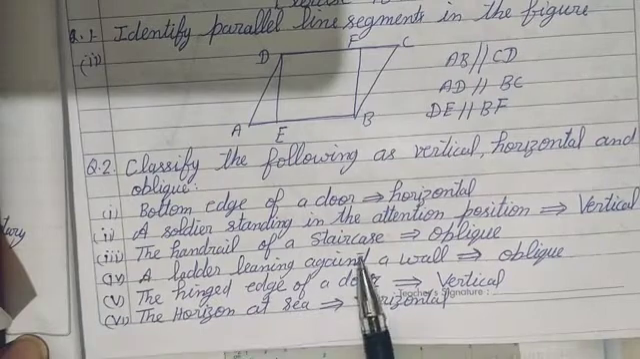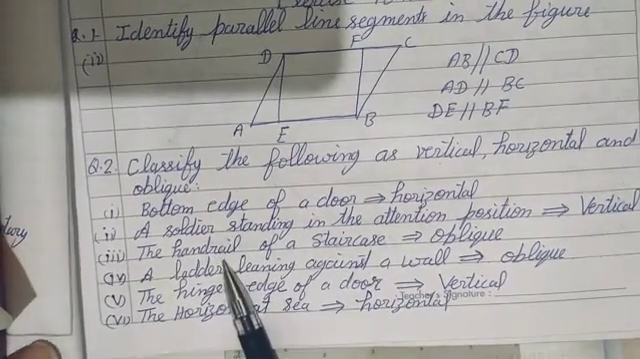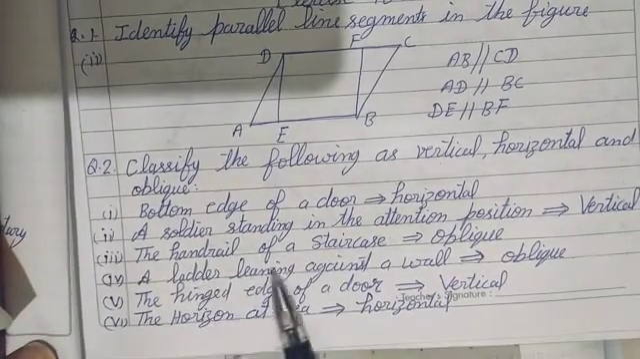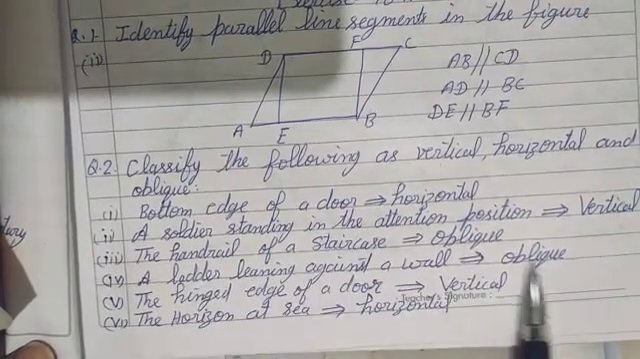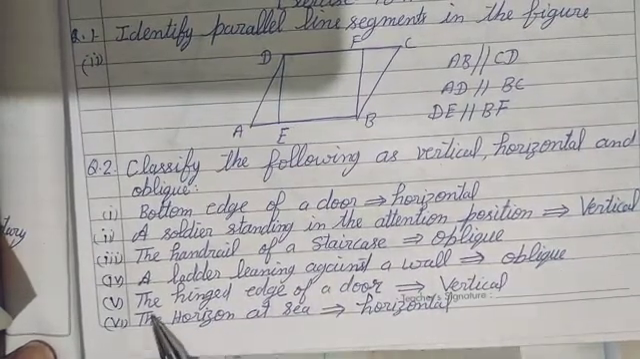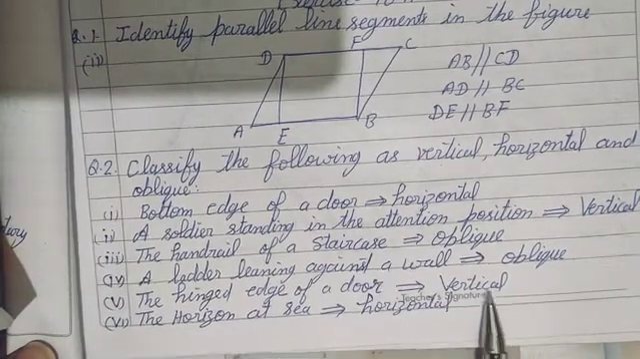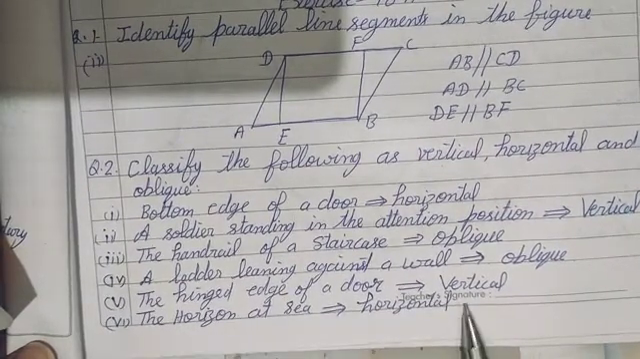The handrail of a staircase, handrail means the grill, the metallic support which is provided for the staircase, it is oblique. A ladder leaning against a wall, it is oblique. The hinged edge of a door, vertical. The horizon at sea, it is horizontal.